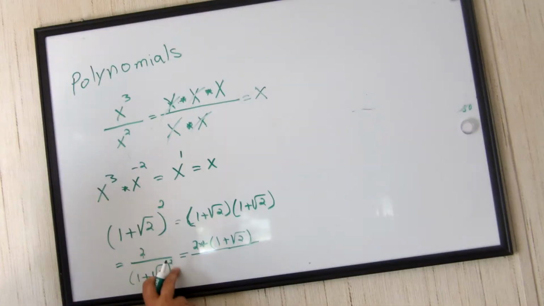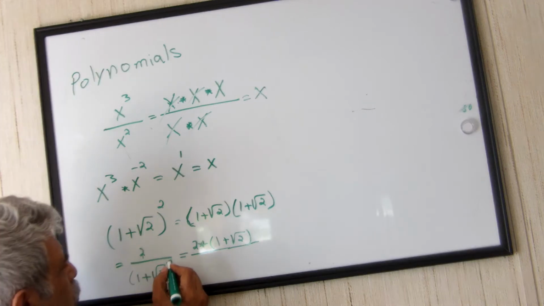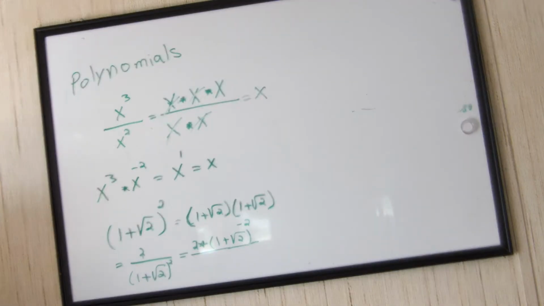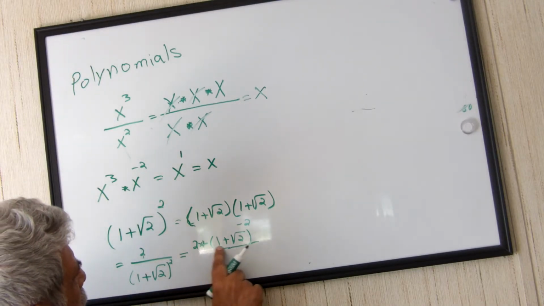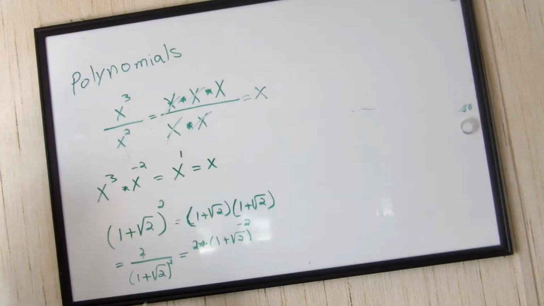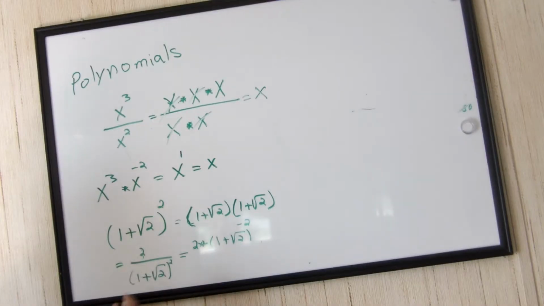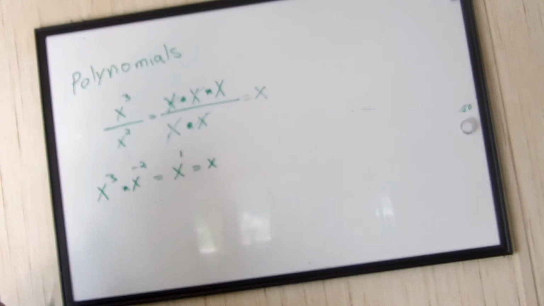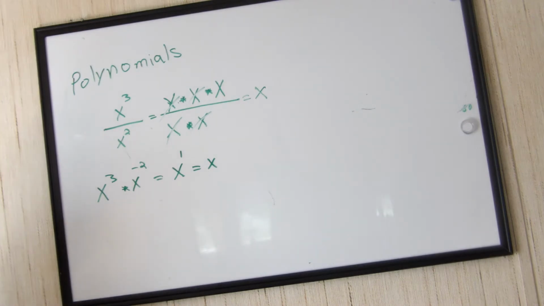This one from the denominator is going to come to the numerator, and the exponent is going to get negative. You know what I mean? And we could write it like this: 2 times 1 plus square root of 2 to the power of 2. So here we could write x as a negative exponent.